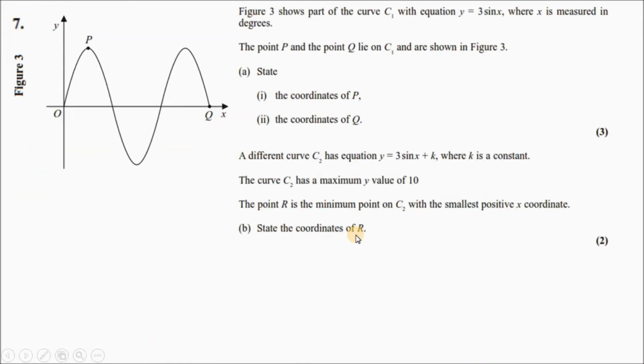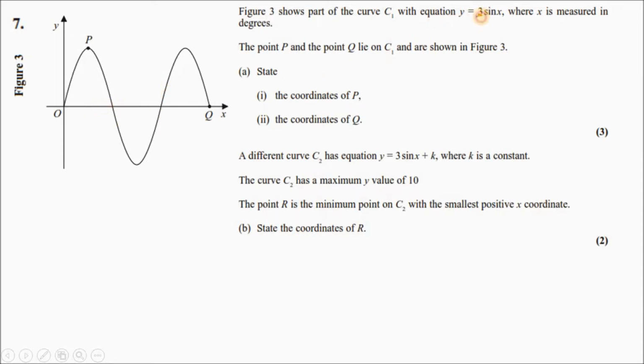Question number 7. Figure 3 shows part of the curve C1 with the equation y equal to 3 sine x, where x is measured in degrees. The point P and the point Q lie on C1 and are shown in figure 3. Okay, so this is the curve of y equal to 3 sine x.